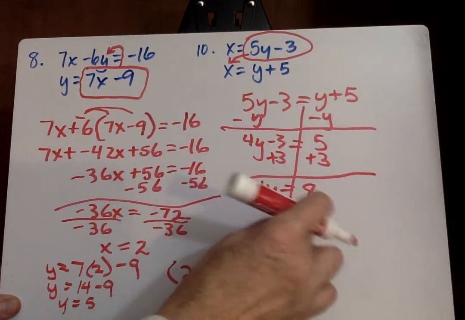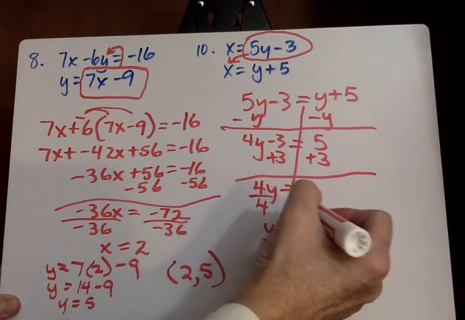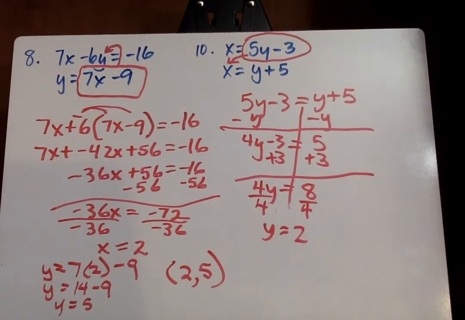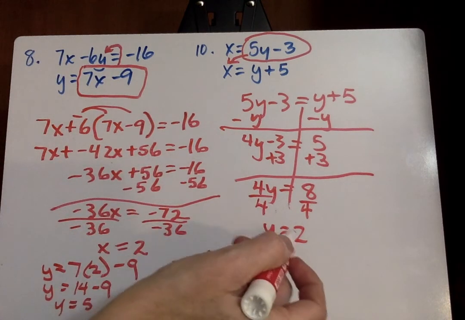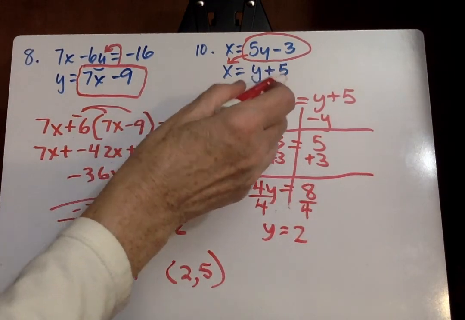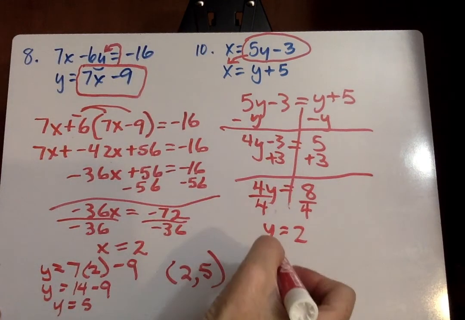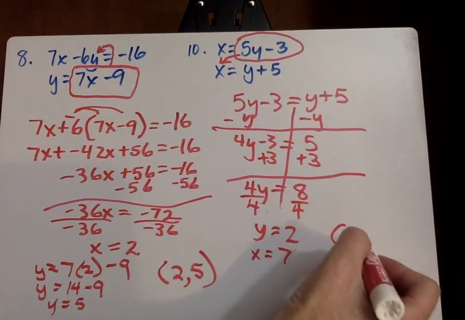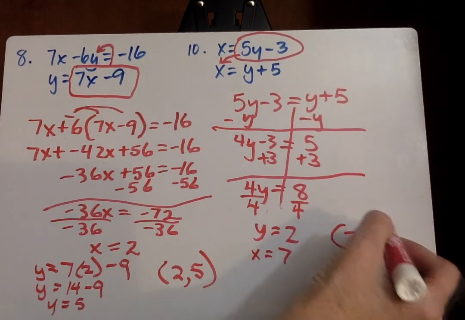Oops, my mind jumped ahead. It was saying 2. Okay. Now, if our y is 2, we need to figure out what our x is. So we can put that in there, 2 plus 5, and we know our x is 7. So we put our ordered pair, our x and our y.